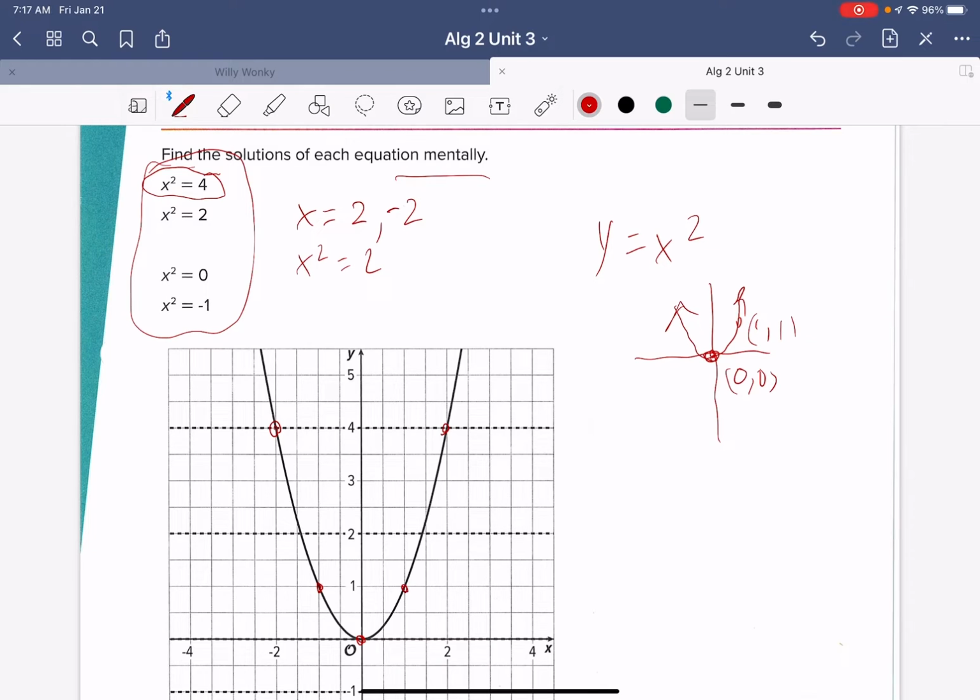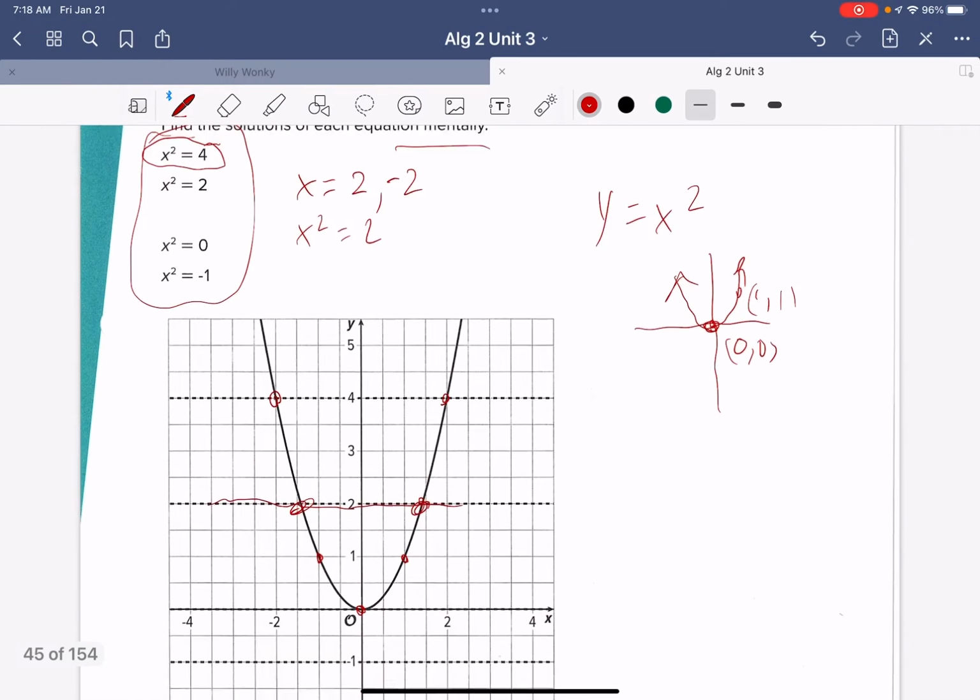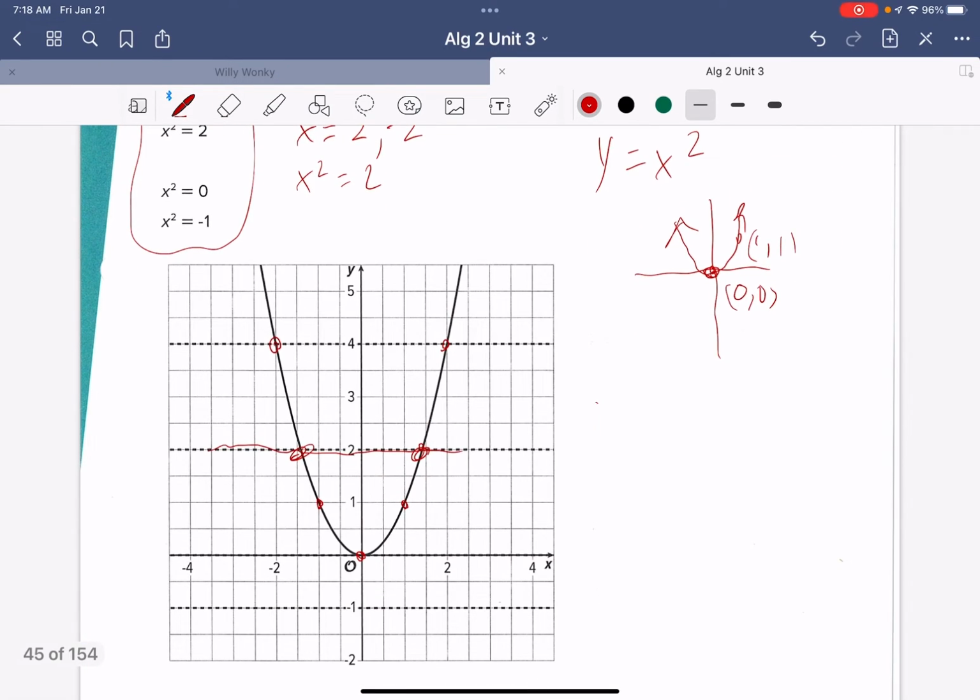For the next one, we have x squared is equal to 2. Okay, so when is it 2? Well, that would be right there. So it's these points where it's 2. So those are not whole number answers. So that's when we have the square root situation. So for this one, x squared is equal to 2. There's two answers that work for that as well. And they would be the square root of 2 and negative the square root of 2.